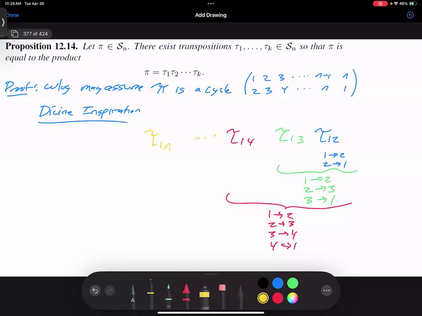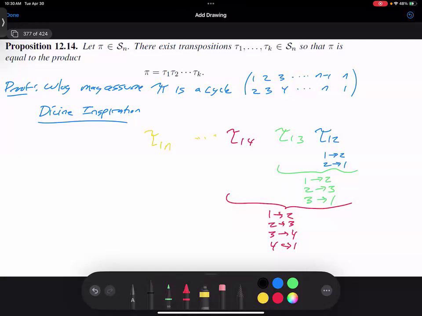So again, we started off with tau 1, 2, and then we decided to correct it. It sent 1 to 2, which was great. It didn't send 2 to the right thing. So we then put something in that fixed that without affecting the fact that 1 went to the right thing. And we kept fixing it one thing at a time. And at the end of the day, everything worked out.